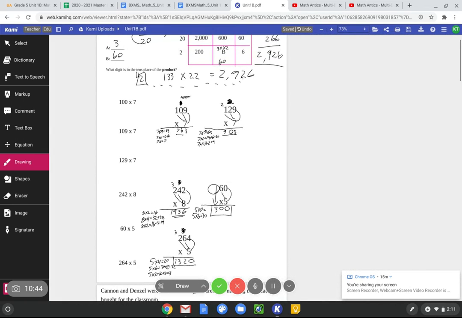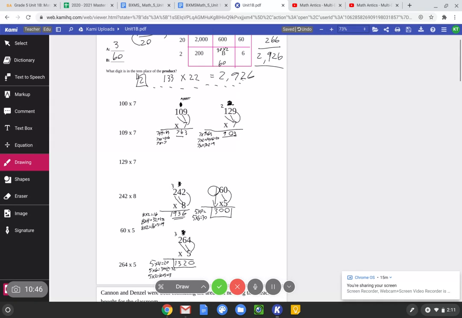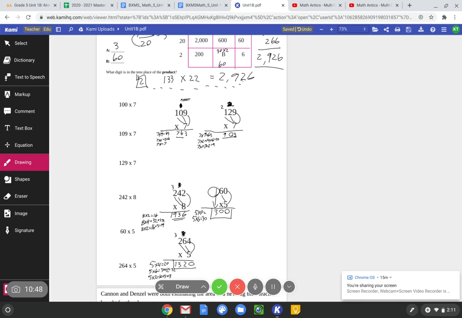Let's get a nice overview of that page. I hope you are taking notes because you can quickly refer back to these notes when you're doing your homework, when you are studying for the assessment. Make it easy for future you to study.